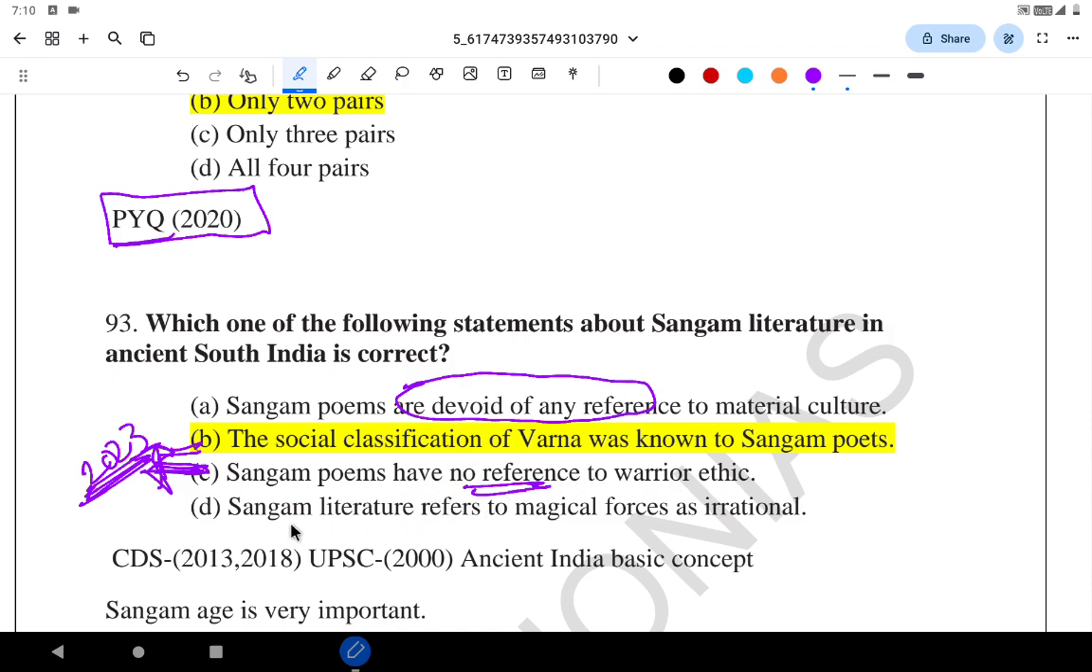No reference. Sangam literature refers to magical forces as irrational. Again extreme statements. See, during those days in the olden age, usually people believed in magical forces, etc. So saying that it's irrational seems to be extreme. The social classification of Varna was known to Sangam poets. See, Sangam is another important theme. CDS 2013, 2018, 2000, ancient Indian basic concept, very important.